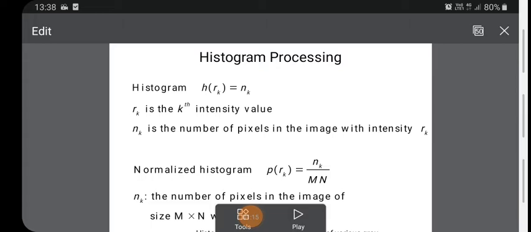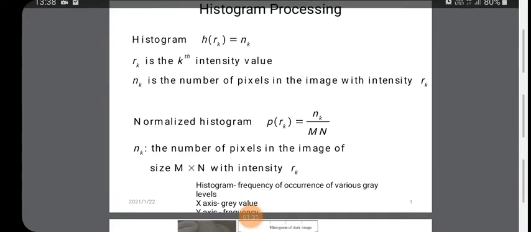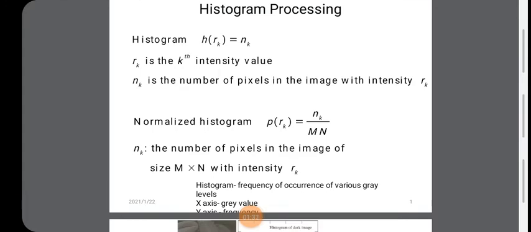The normalization of the histogram gives the probability density, which is equal to nk divided by M times N. We all know that M and N are the size of the image, M rows and N columns. Histogram, we can shortly say, is the frequency of occurrence of various gray levels, that is, how frequently that particular gray level occurs.